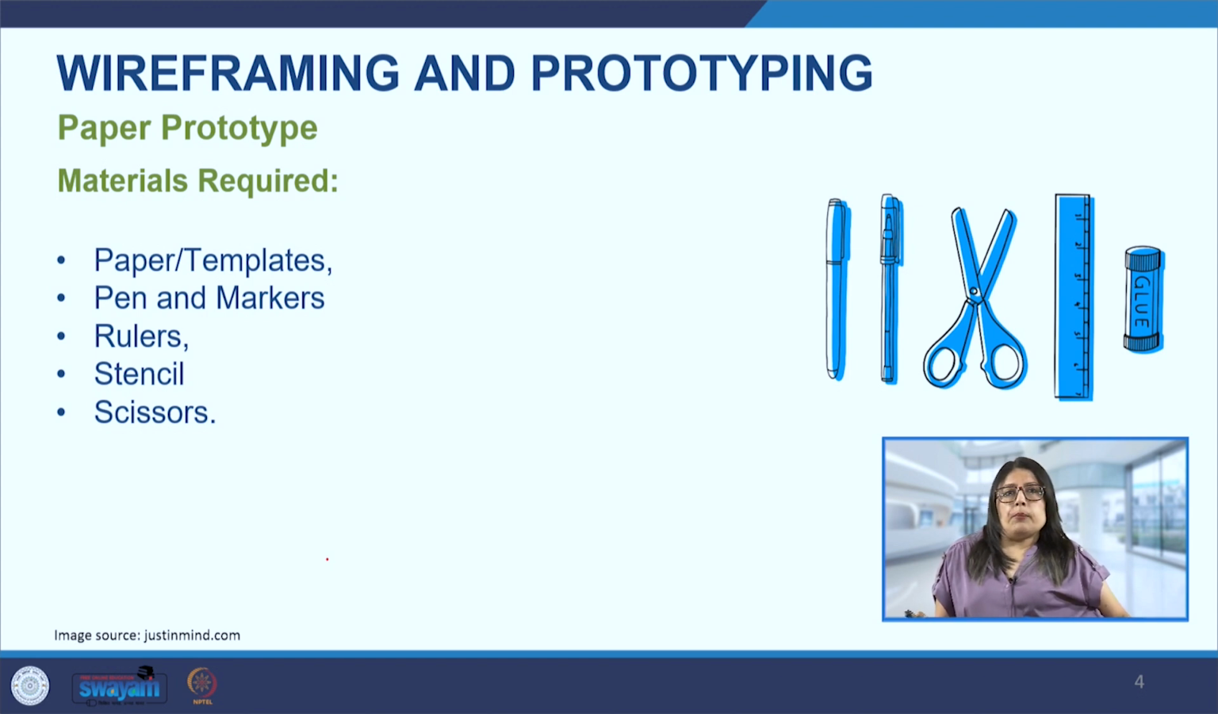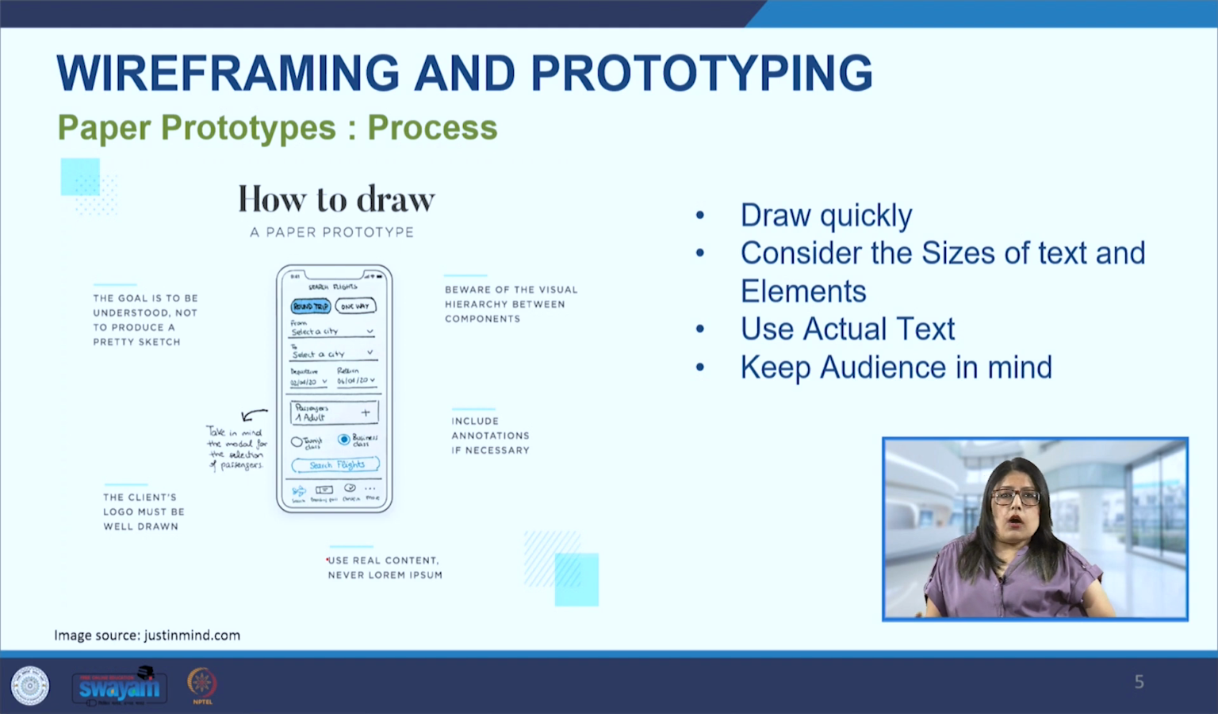And we need pen and markers and rulers, stencil, and scissors. So these are the items required to prepare these wireframes. And how the wireframes are to be prepared. So we can see here there is an example of a template of a cell phone, mobile phone, and these wireframes need to be drawn quickly.